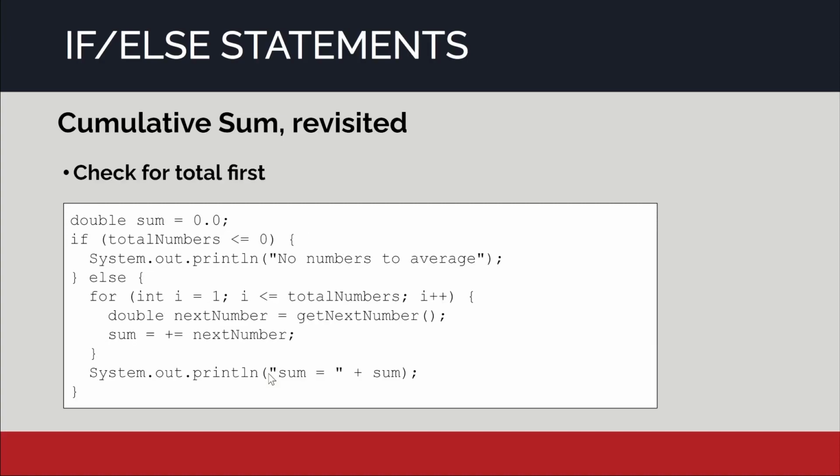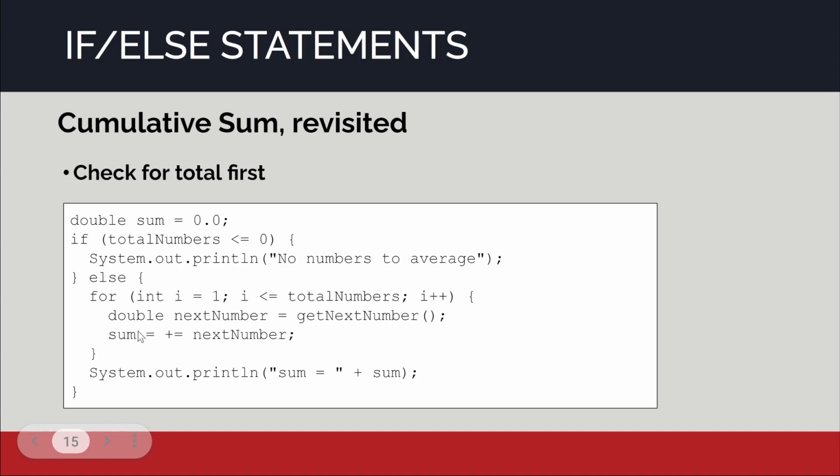And so the solution is to use an if statement. So we start with the sum of 0, and if the total number of numbers is less than or equal to 0, then we just say there's no numbers to average. So the user who's executing our code is going to see and know that nothing happened. We didn't get a sum that's equal to 0. There's no sum. Nothing was done because there's no numbers. And then in the else block, we do our regular cumulative sum.